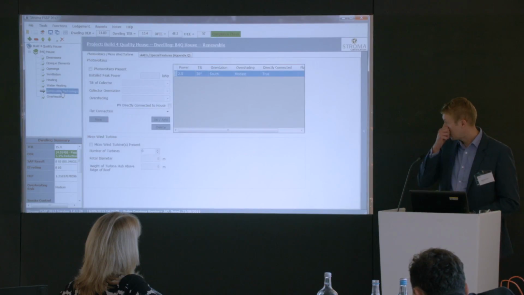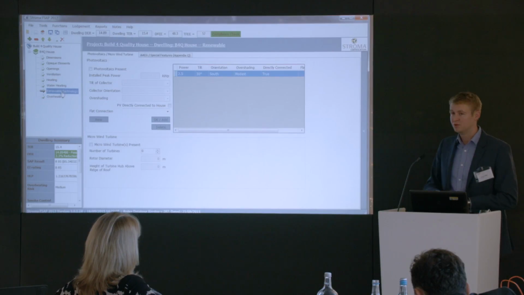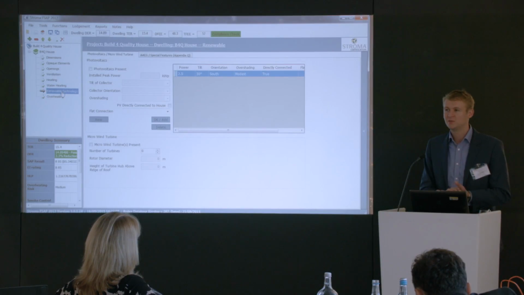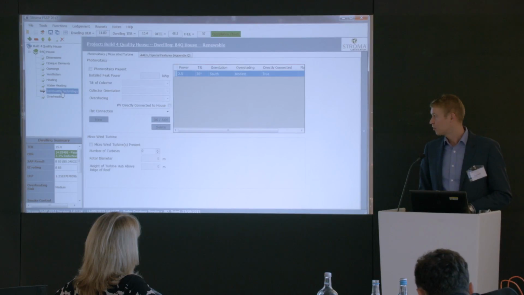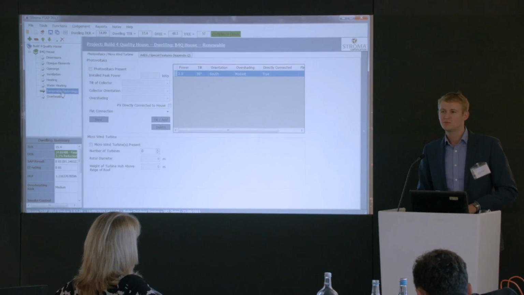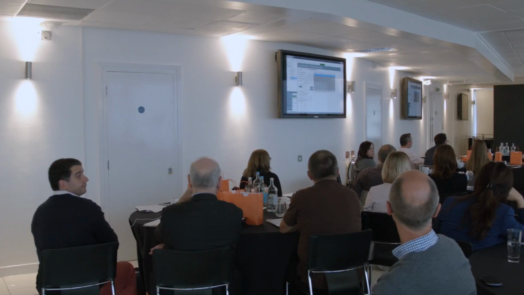So this tab here, this is where we'd enter in our renewable technology, either valuable on-site energy generation or eco-bling, depending on which side of the fence you are on these things. But we have the ability to assess photovoltaic panels, so generating electricity from the sun's light, sun's radiation, and also micro wind turbines. Has anybody ever worked on a project with a wind turbine? Yeah? Excellent. How did it go?